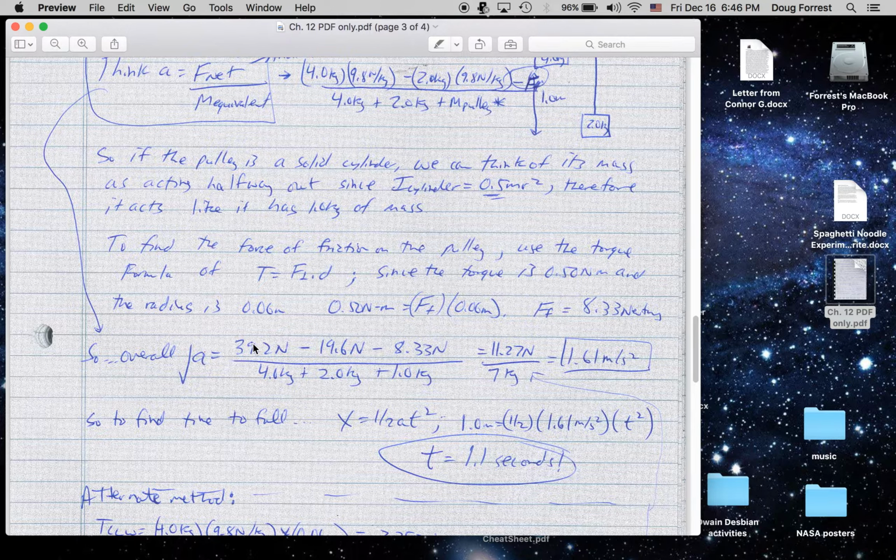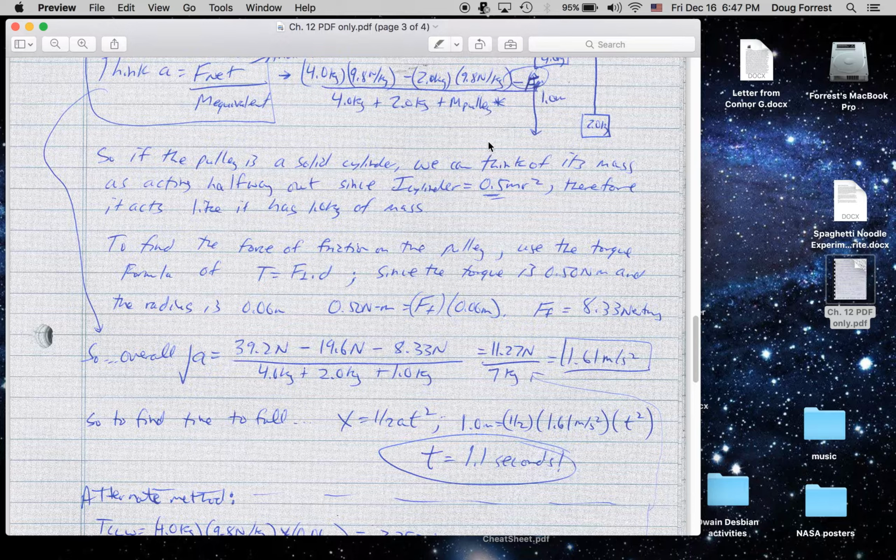So overall, acceleration is 39.2 newtons, which is the weight of the 4-kilogram mass, minus 19.6 newtons, which is the weight of the 2-kilogram mass, minus the force caused by friction, although that was determined from a torque, and that ended up being 8.33 newtons, all over a fairly large total mass of 4 plus 2 plus 1 kilogram.